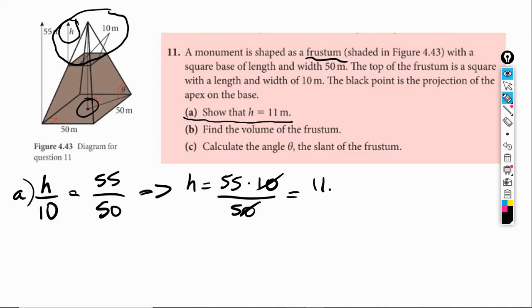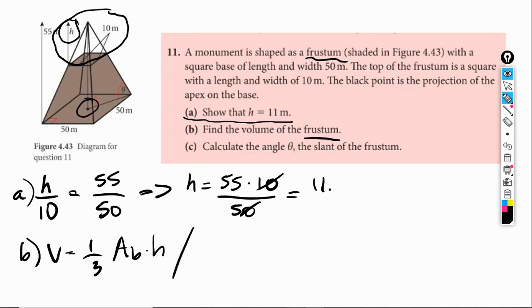For part B, they want us to find the volume of the frustum. Now, the volume of the frustum is going to be the total volume of the pyramid minus the volume of the small pyramid, so to speak, the little pyramid on the top. So let's first recall the formula for the volume of a pyramid. The formula for the volume of a pyramid is, well, not area, volume. So volume of a pyramid is equal to 1/3 area of the base times the height.